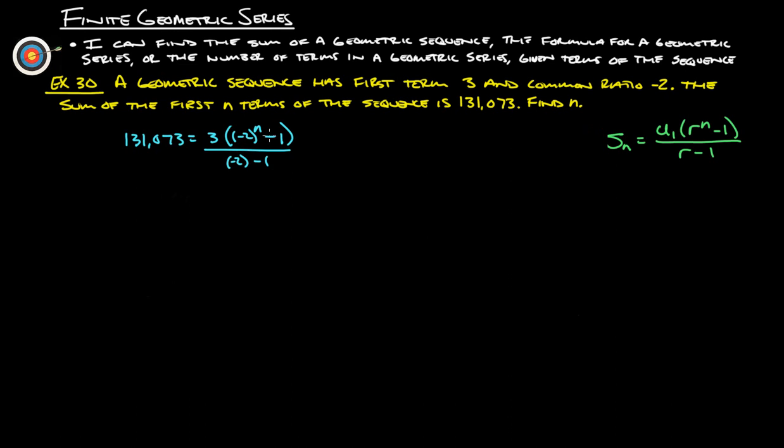So the only thing we can simplify is this right here, right? So that's just going to be 3 times -2 to the n minus 1 all over -3, right? So those 3's reduce down. And we just have the negative here. So let's move that back up to the top, and we get negative, -2 to the n minus 1, right? And we distribute that negative through, and it's the opposite of -2 to the nth plus 1. And this is all equaling 131,073 all along, right?